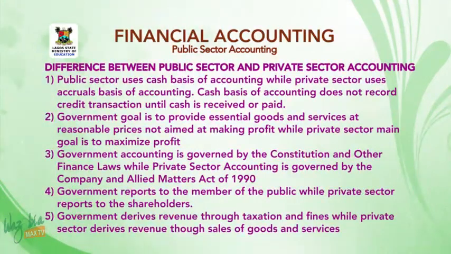3. Government accounting is governed by the Constitution and other finance laws, while private sector accounting is governed by the Company and Allied Matters Act of 1990. 4. Government reports to the members of the public, while private sector reports to the shareholders. 5. Government derives revenue through taxation and fines, while private sector derives revenue through sales of goods and services.